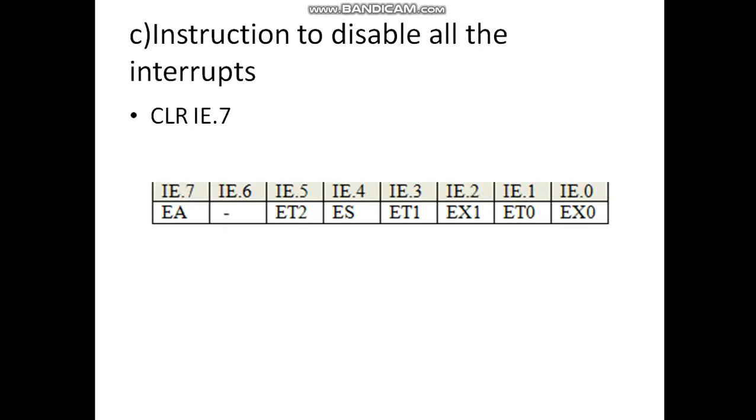Next, if you want to disable all the interrupts, the other bits can be 1 or 0, that doesn't matter at all. You can disable all the interrupts by making the EA bit, interrupt enable bit 0. Then all the interrupts will be masked. So the instruction is CLR IE.7. Speaking about bit oriented instructions, if you want to set a particular bit, write SETB. If you want to clear a particular bit, you can write CLR.